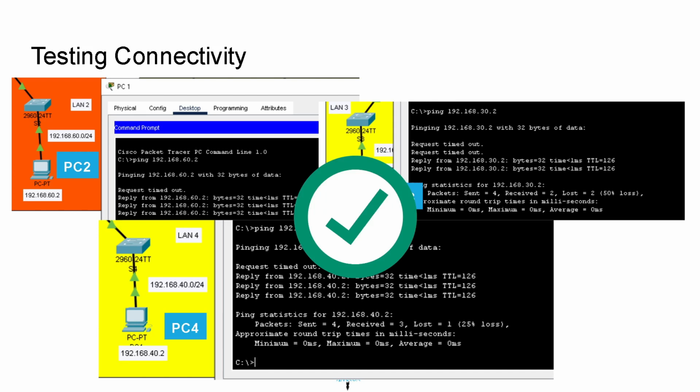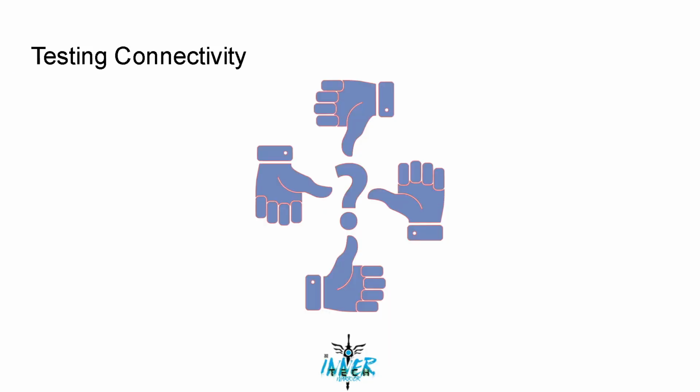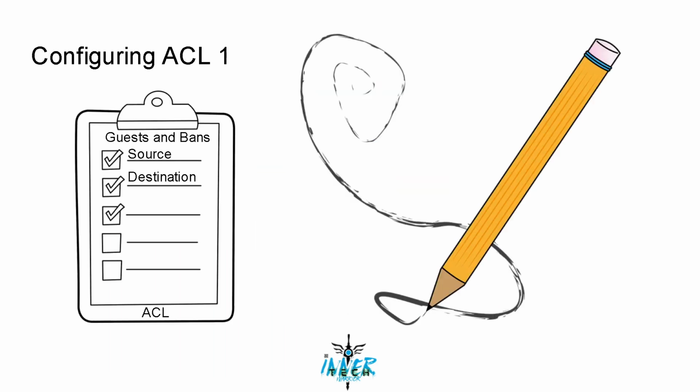Notice how they all currently work? This will give us a baseline, so when we make changes using the ACLs, we can see how our changes affected the network. Now let's start implementing our ACL. First, we need to create the ACL before we apply it.